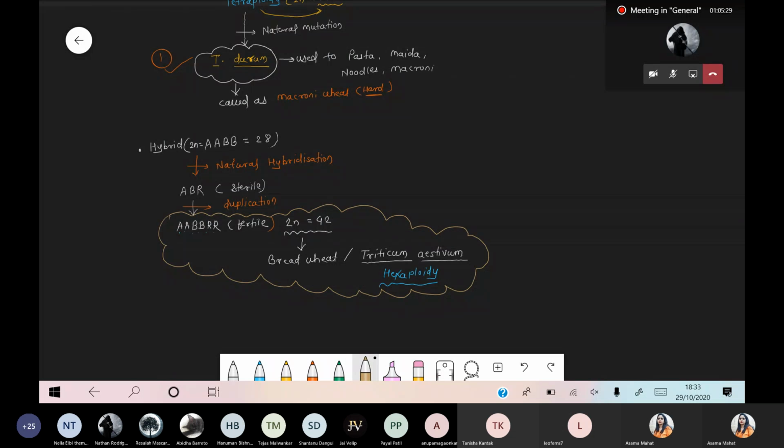Triploidy. 3N means triploidy. Shantanu, triploidy means ABC. These are the ABR. These are triploid, but now these are sterile because homologous partners are absent. These are the sterile ones.